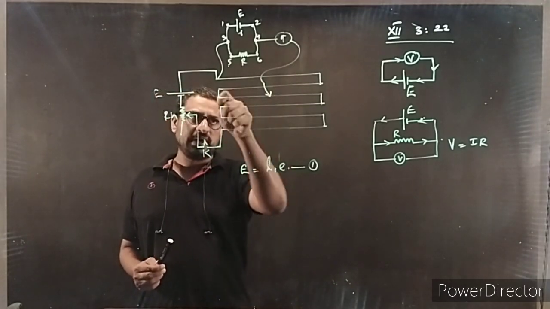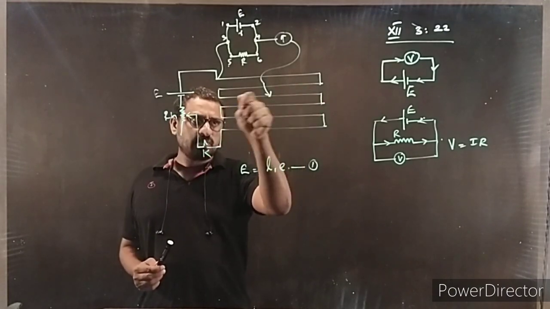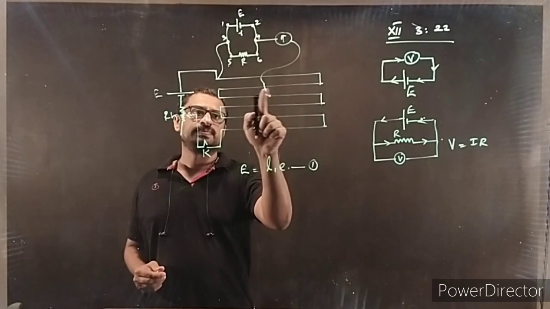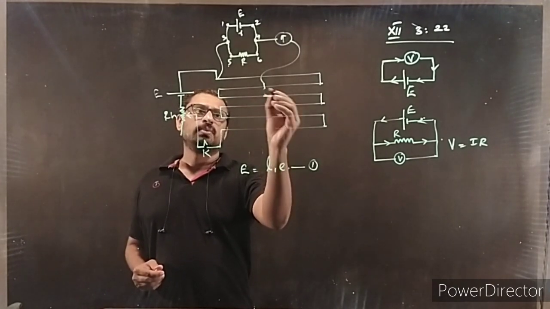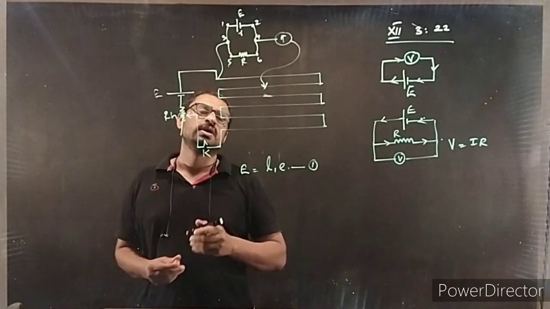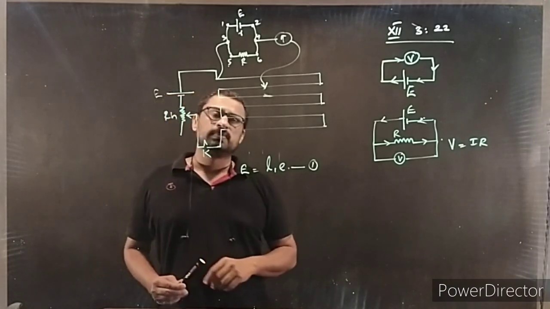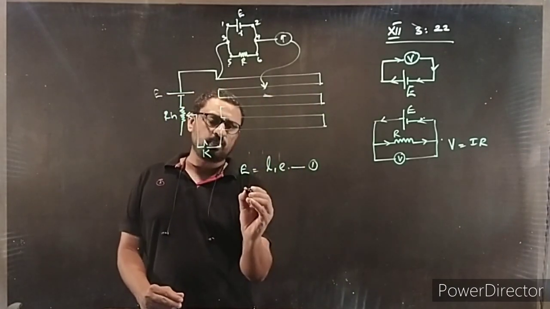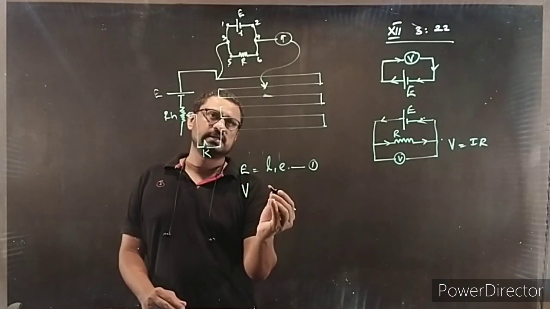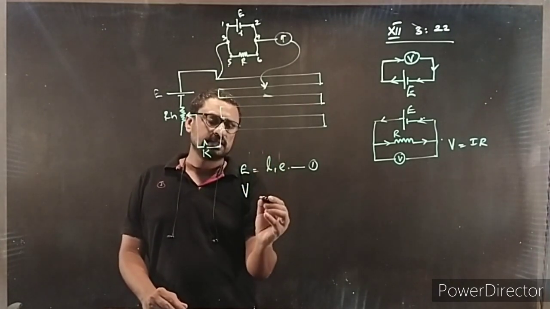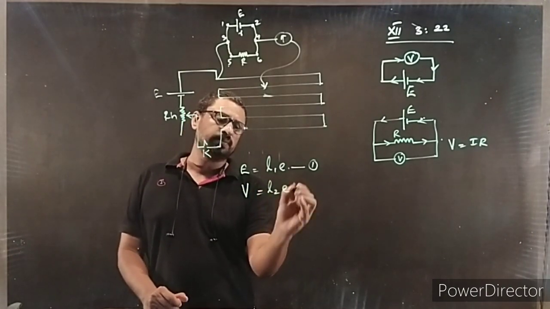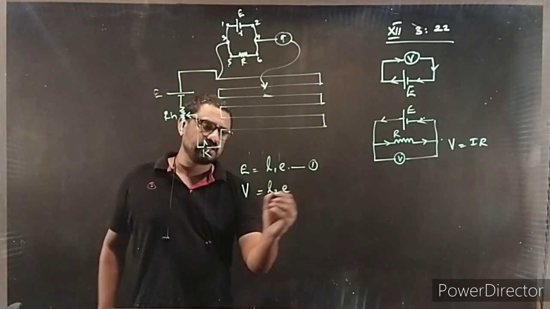There again you have to repeat the experiment and balance another length. Suppose this is balancing here. Potential difference is less than EMF, so the balancing length will be small. So we can say potential difference is balanced by the new length and is equal to L2E. So you have two equations.